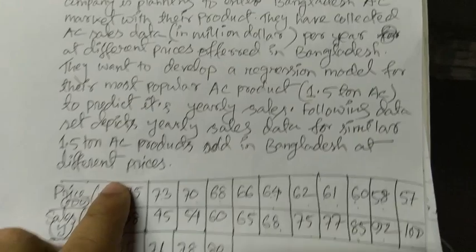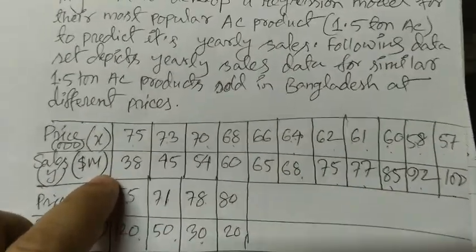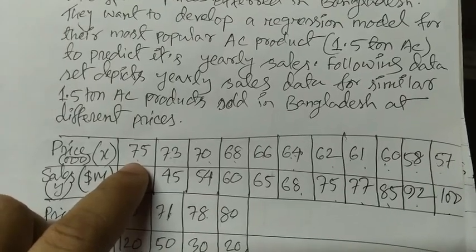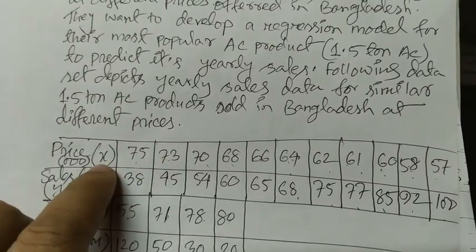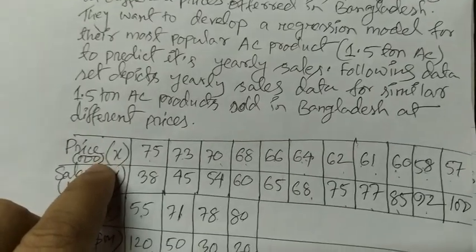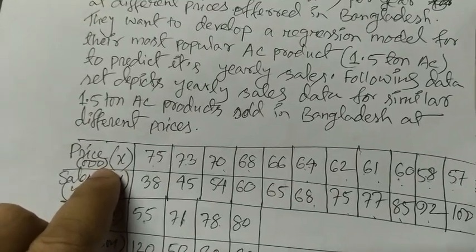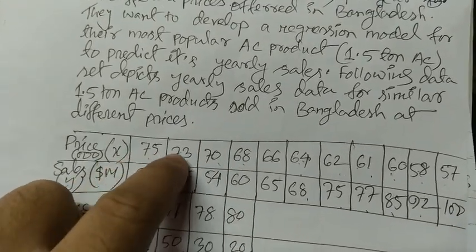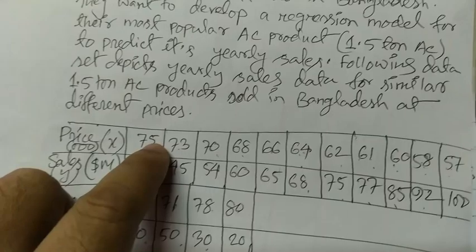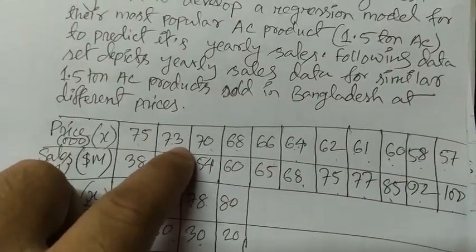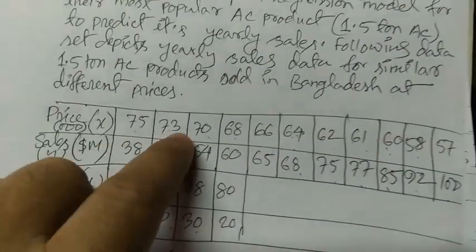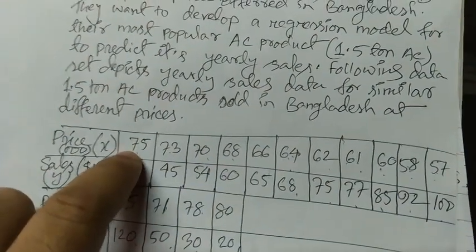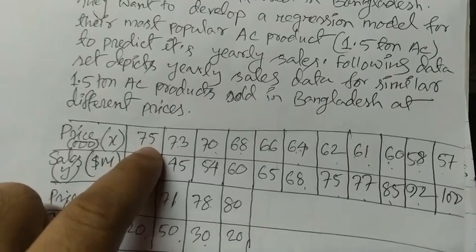The following data set describes yearly sales data for similar 1.5 ton AC products sold in Bangladesh at different prices. These are the values of the 1.5 ton air condition price. All these figures, all these X data, are in thousands. So this one is 75,000, this one is 73,000, this one is 70,000, 68,000, and so forth. So all these X data are in 1,000 taka.